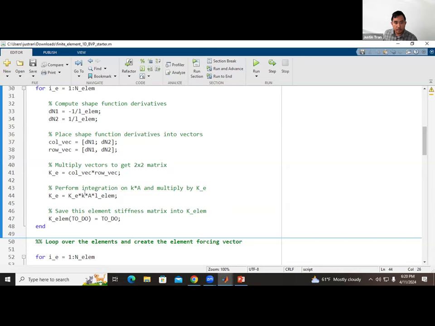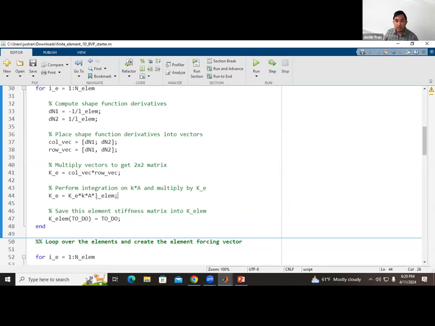Now, if your k and A change as a function of x, or if they were functions, you would have to perform Gauss quadrature here. So just keep that in mind. But for this case, because everything is a constant, there's no need for Gauss quadrature. You just evaluate everything analytically.